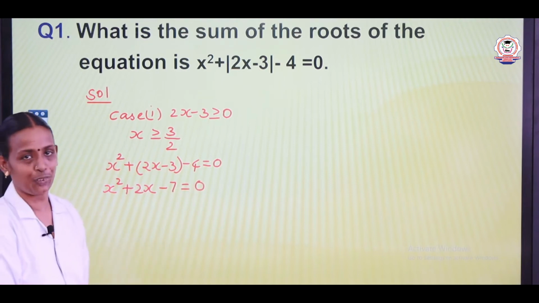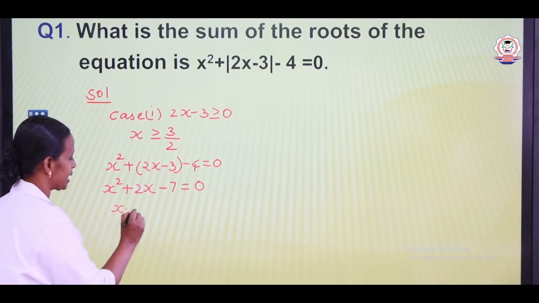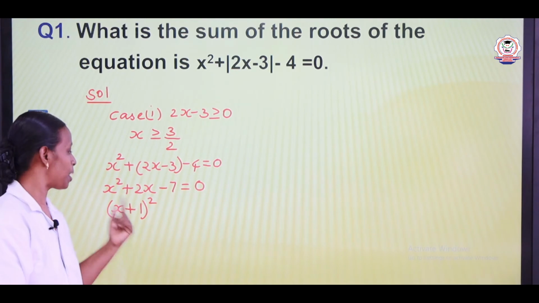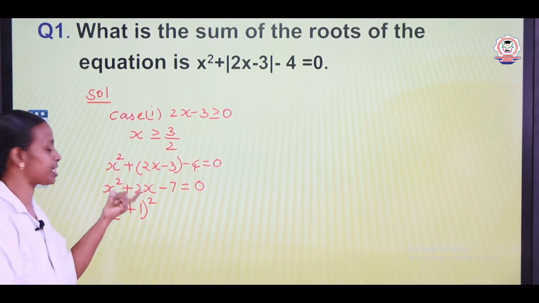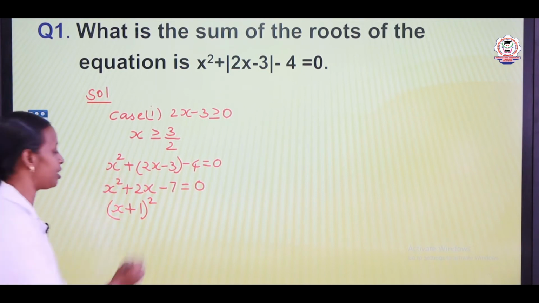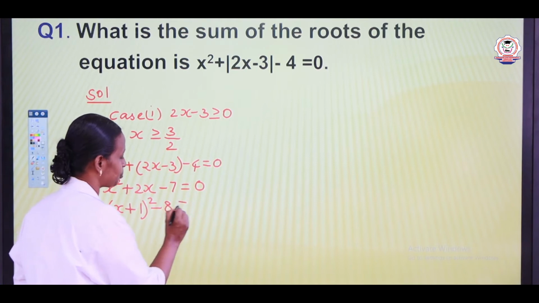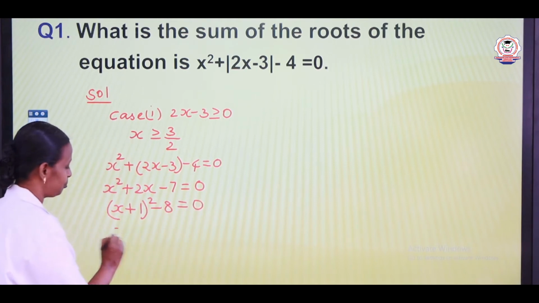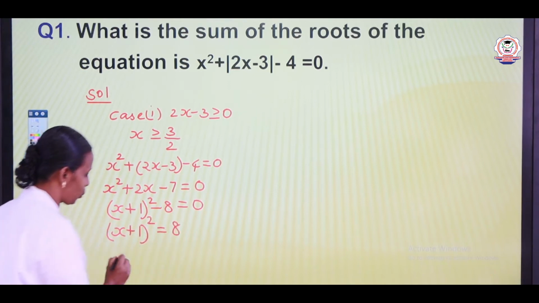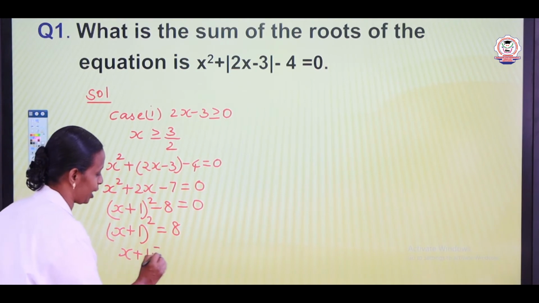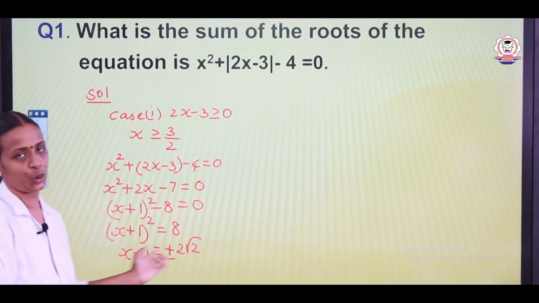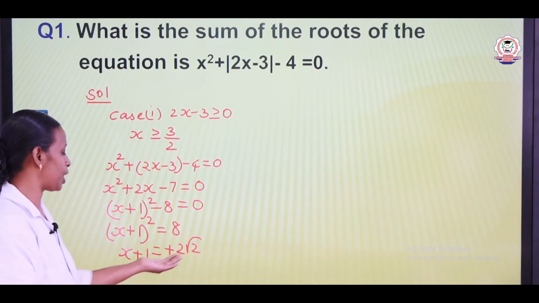Then how to find the value for this one? x plus 1 the whole square is x square plus 2x plus 1. So here x square plus 2x is present, therefore you have to equate these two and subtract 1. That is minus 8 equal to 0. That is x plus 1 the whole square is equal to 8. So what is your x plus 1 value? Taking square root on both sides, x plus 1 is plus or minus 2 root 2.